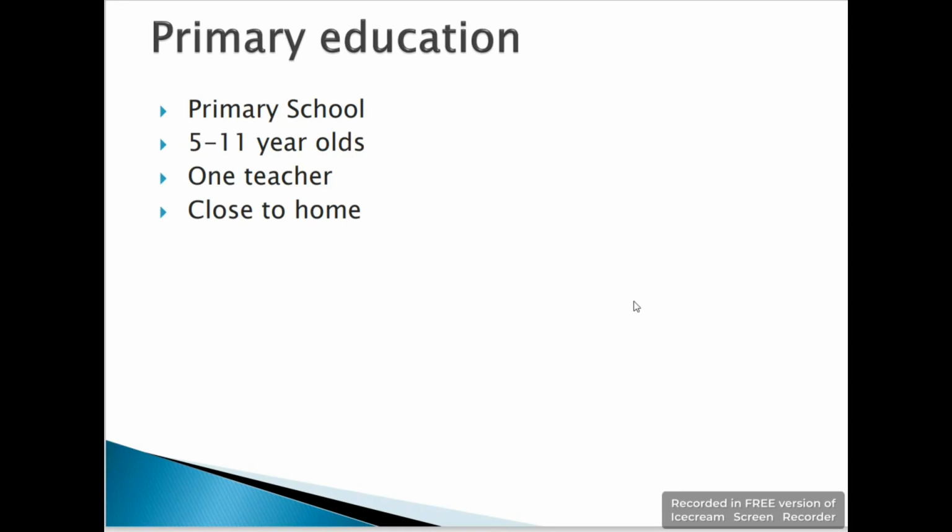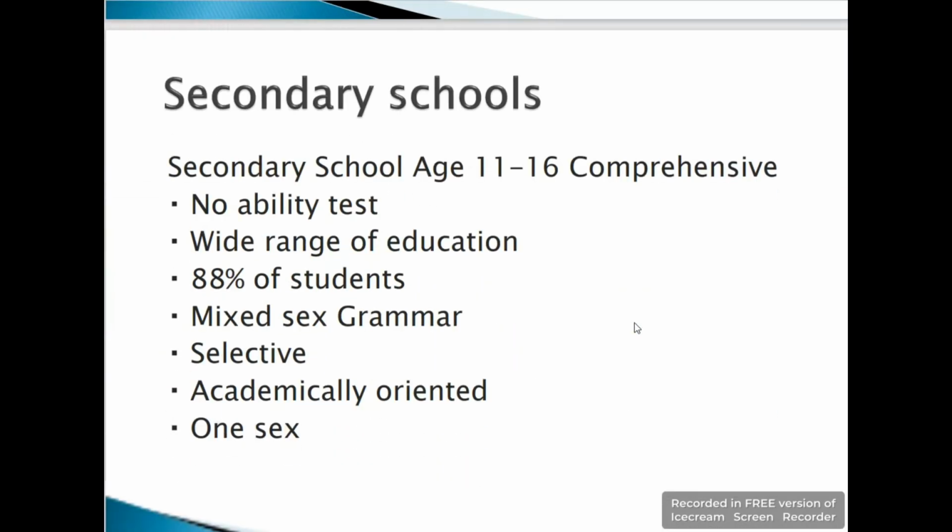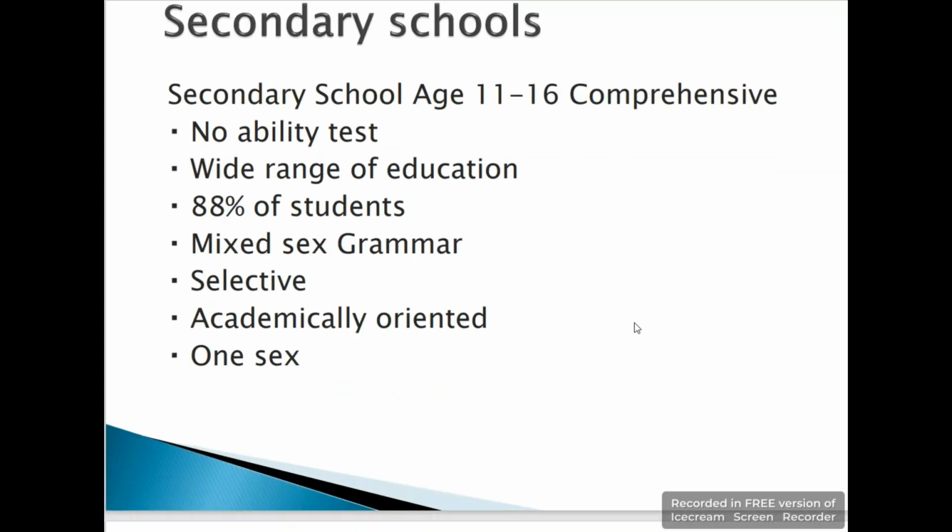Let's discuss primary education. Primary education includes 5 to 11-year-old children, one teacher and close to home. Then it includes secondary schools. Secondary school is for ages 11 to 16, comprehensive, no ability test, wide range of education, 88% of students, mixed sex, grammar, selective, academically oriented and one sex.